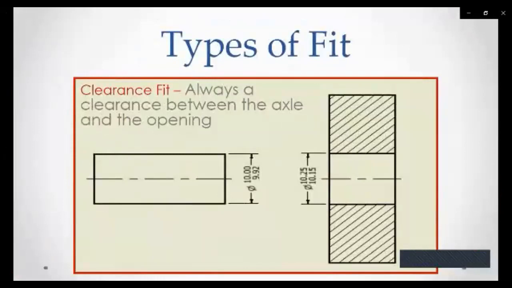Here, the maximum size of the axle is 10 millimeters, and the minimum size of the hole is 10.15 millimeters. If these parts are manufactured within tolerance, there will always be a clearance fit between these two parts when the axle is inserted through the hole.